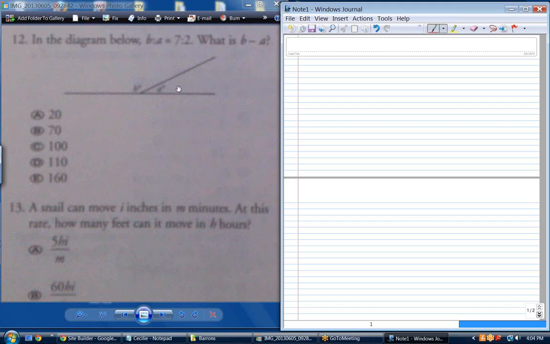Now, notice one thing about this problem. It's a little tough to back solve because they're not asking about B. They're asking about a quantity B minus A. So this is not a good candidate for back solving. Usually you want the final question to be a single thing.